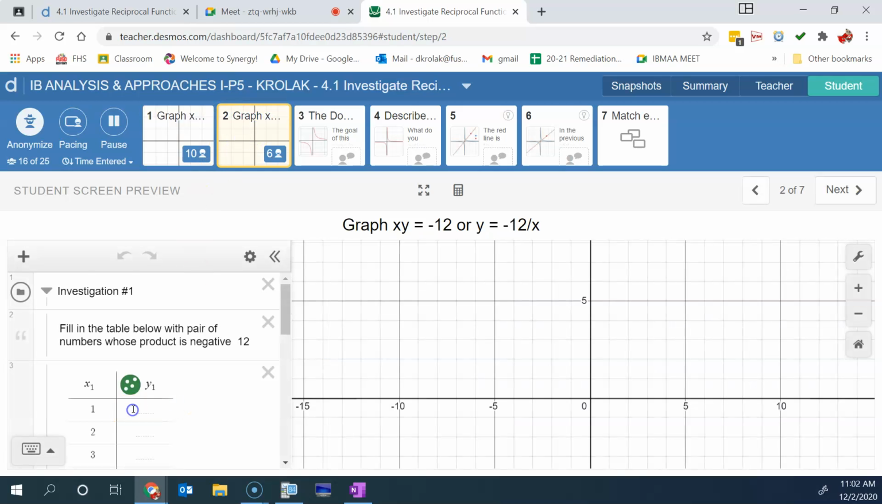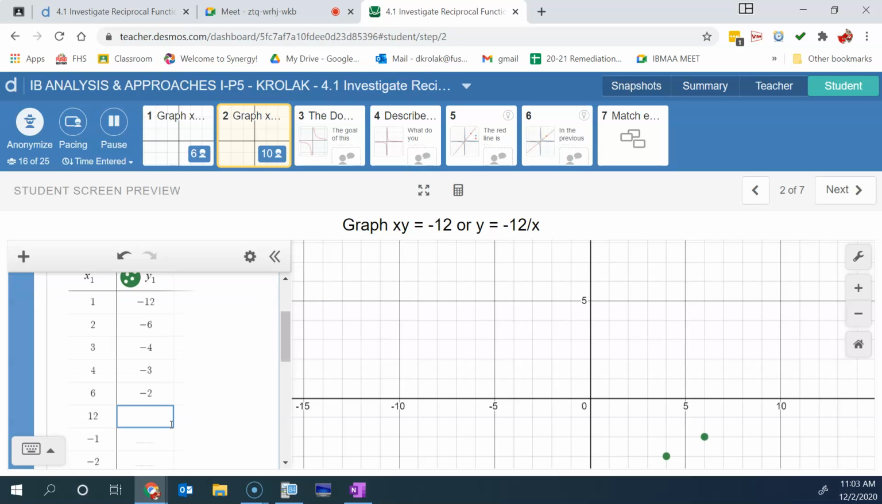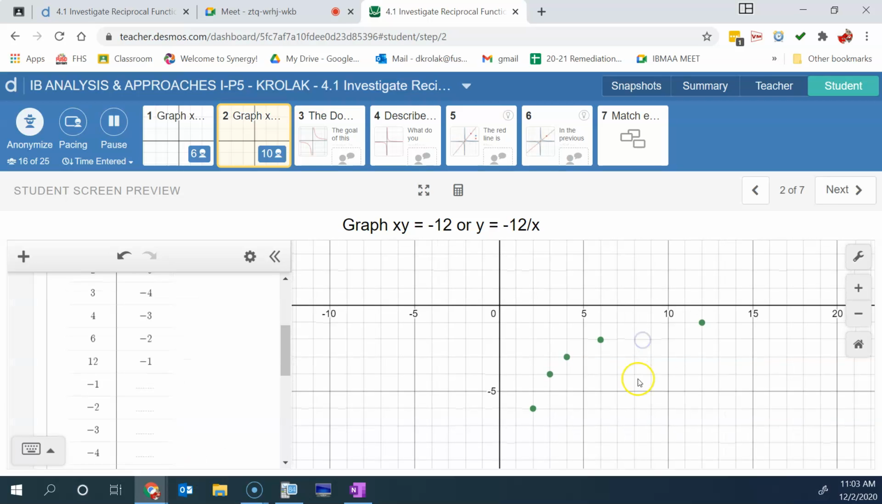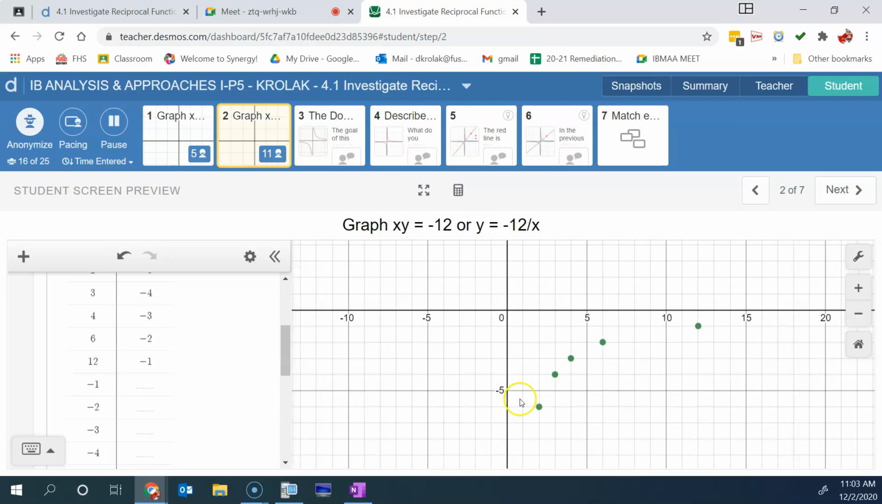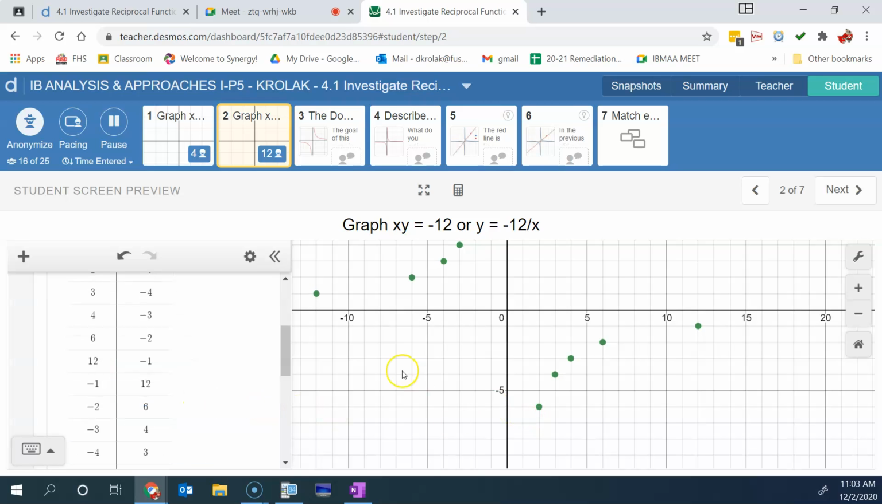All right, so let's see on here. Now we're just going to make these negative 12. So one of them's positive, now make the other one negative. So go ahead and type those in, and then make an equation to fit it. Yep, you can see the 1/2 right over here. So it's switching to the other two quadrants. So you guys were right.